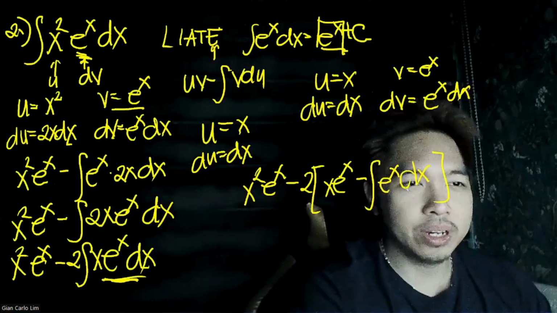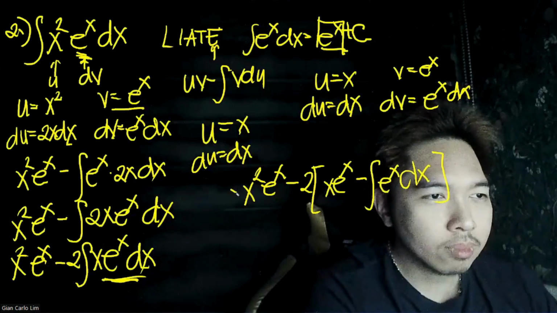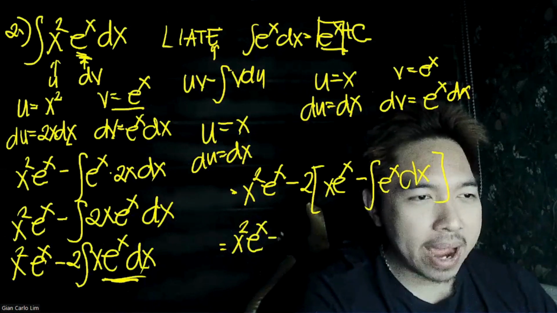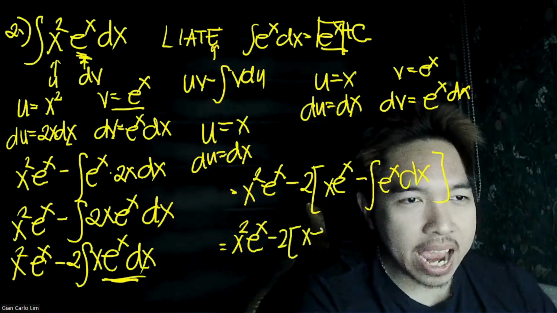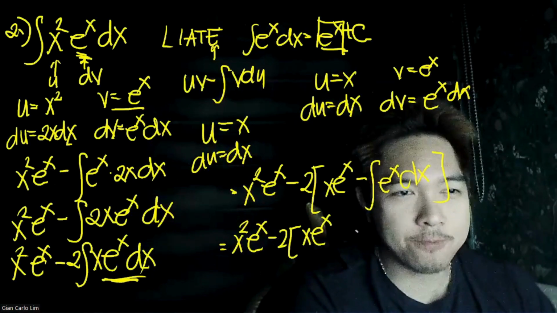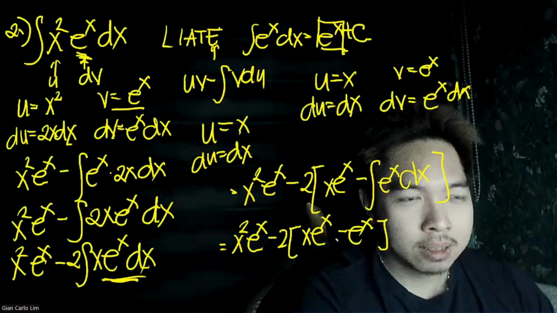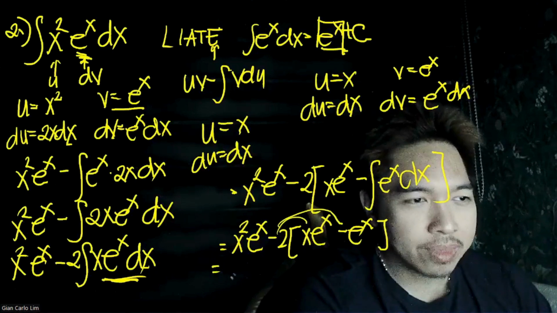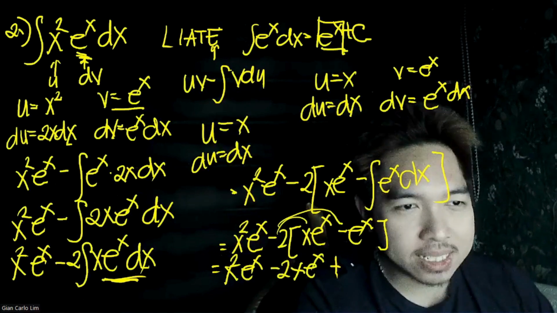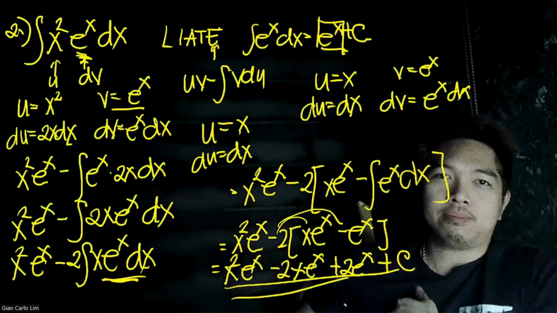All right. So we're now going to proceed with our integration here. Therefore, this further reduces to x squared e raised to x minus 2 quantity x e raised to x. And what's the integral of e raised to x? That is simply e raised to x. So we have negative e raised to x, but we don't have c yet. All right. Distribute the negative sign. So we have x squared e raised to x minus 2x e raised to x plus 2 e raised to x plus c. And that is now the answer to this integral.